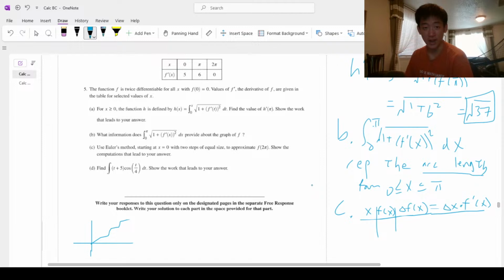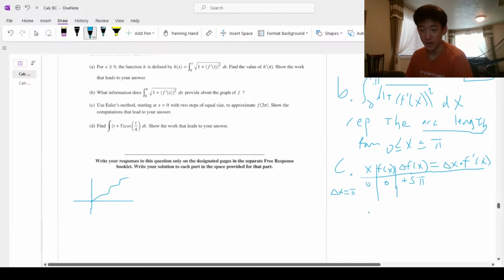Okay, so we're starting at f of 0 equals 0. That is our initial condition. So we have 0 and 0. Our step size is delta x equals pi. So our change in f of x, the first one, is going to be delta x, which is pi, times f prime of 0, which is 5. So this is going to be plus 5 pi.